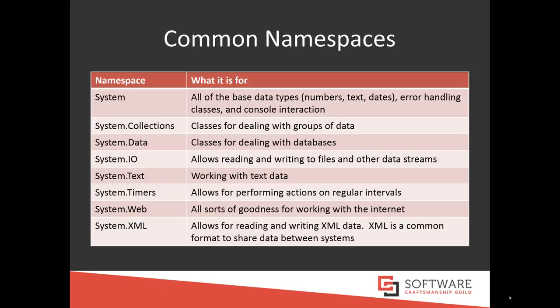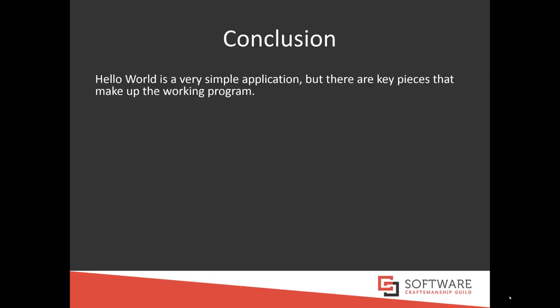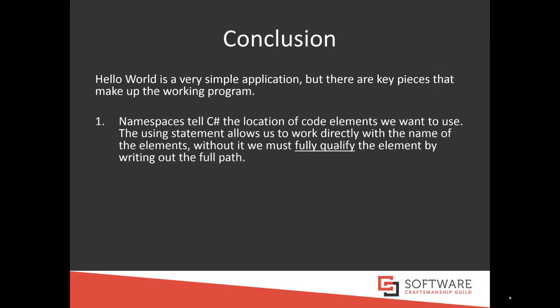In conclusion, Hello World, very simple application. There were a lot of key pieces going on in that file, though, that made up a working program. Namespaces, they tell C# the location of the code elements we want to use. We put them inside a using statement, which allows us to work directly with the named elements. Without it, we must fully qualify or write the whole path to the element.